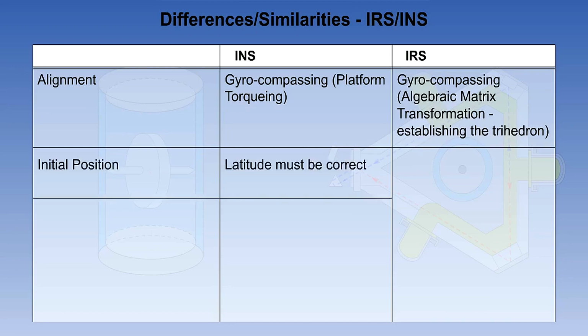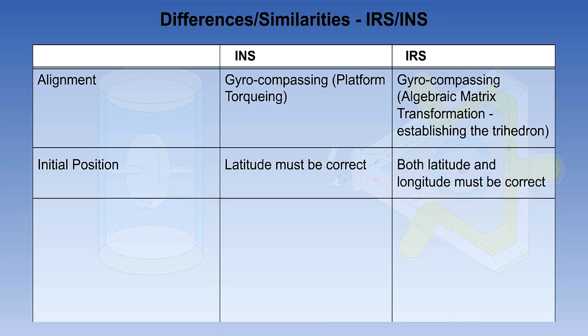When entering initial position prior to alignment of INS, it is essential that the latitude is as correct as possible. Any error will degrade the accuracy of the alignment. However, longitude is not used and longitude error does not affect alignment accuracy.